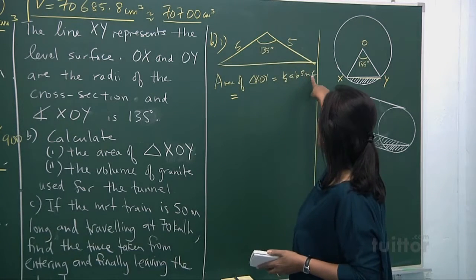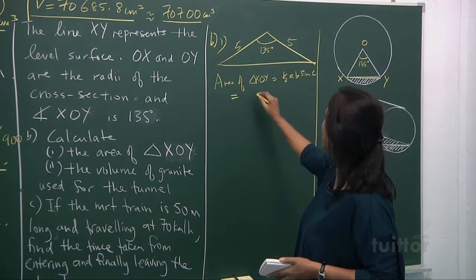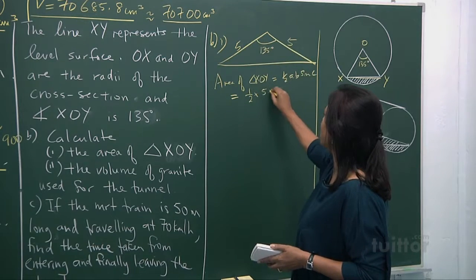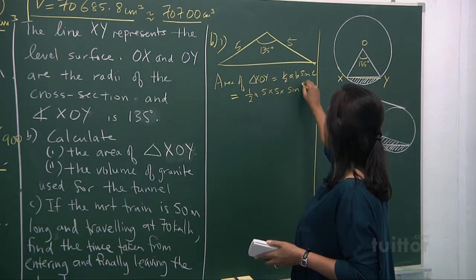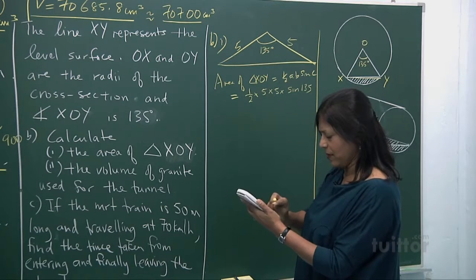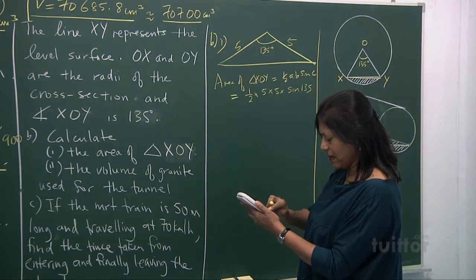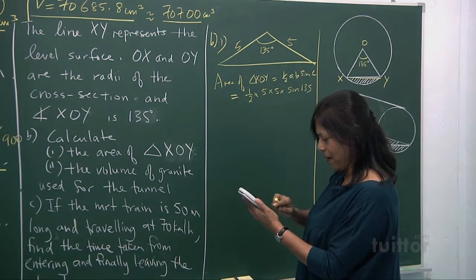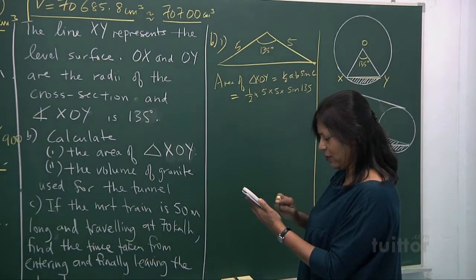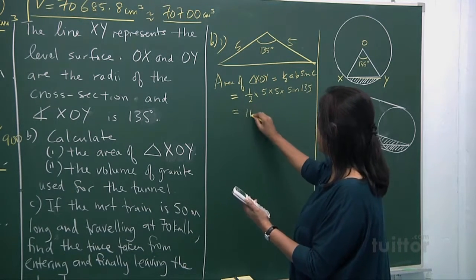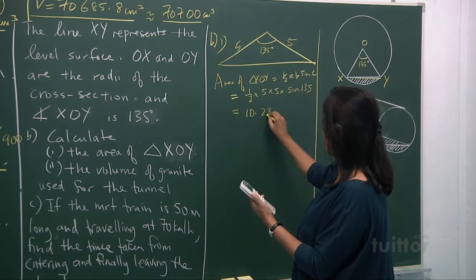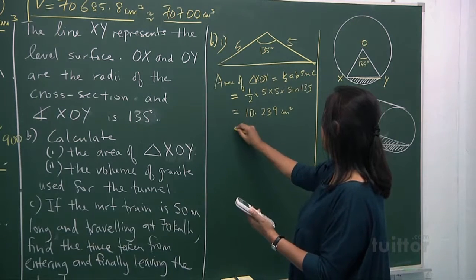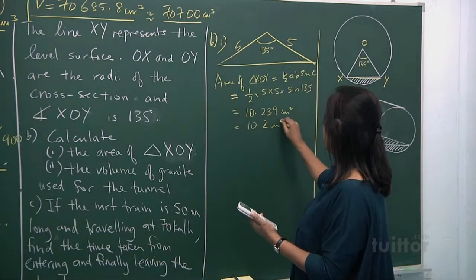And sine 1, the angle here is 135. So it's a half, and these are the sides, included sides, 5 times 5, sine 135. Alright, please work that out. 5 times 5 times sine 135, divide by 2, you get 10.239 cm squared. And that's about 10.2 cm squared.